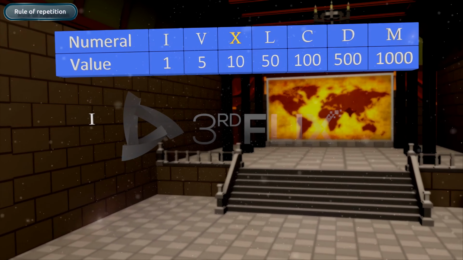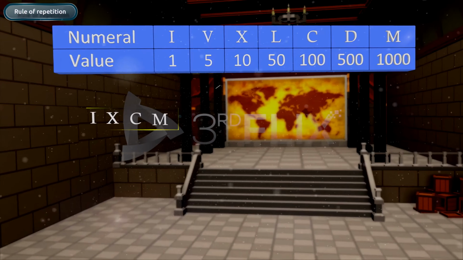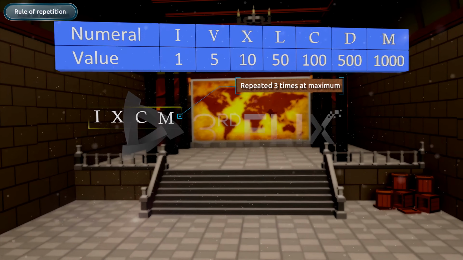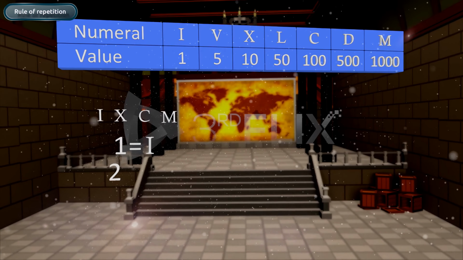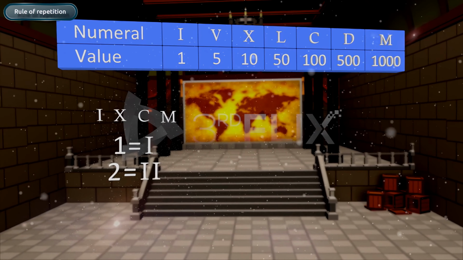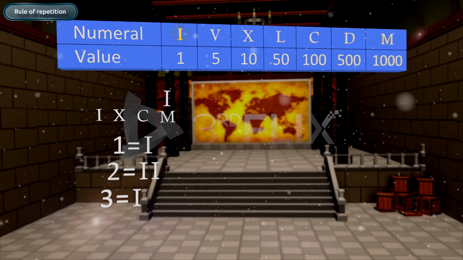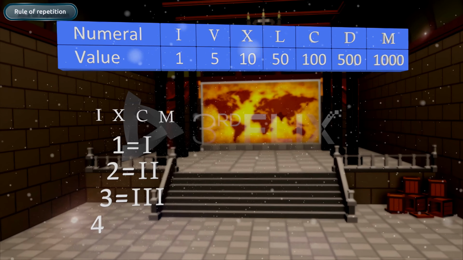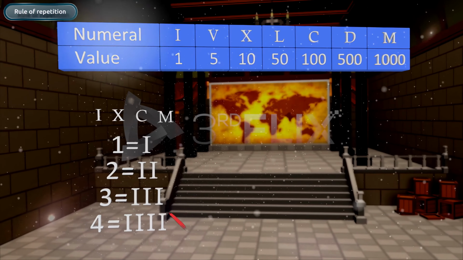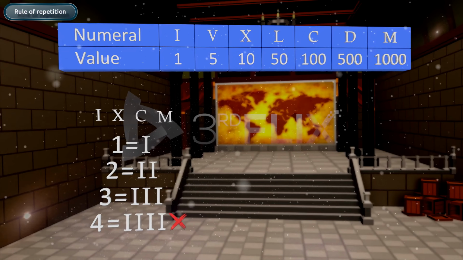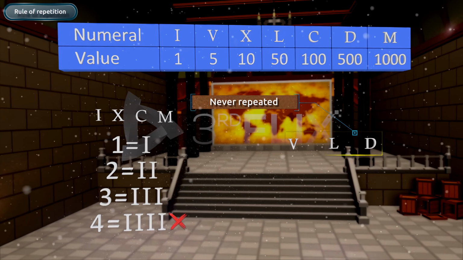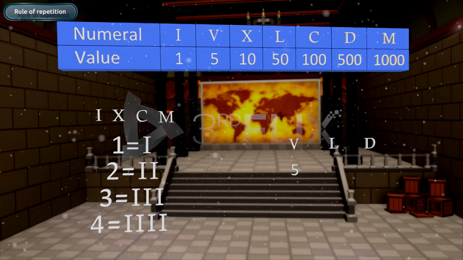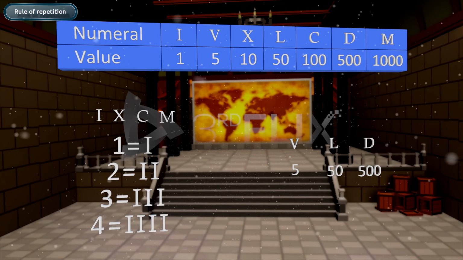Symbols I, X, C, and M can be repeated 3 times at maximum. 1 equals I, 2 equals II, 3 equals III. 4 equals IIII is wrong. We cannot write like that. Symbols V, L, and D are never repeated. That is, symbols for 5, 50, and 500 cannot be repeated.